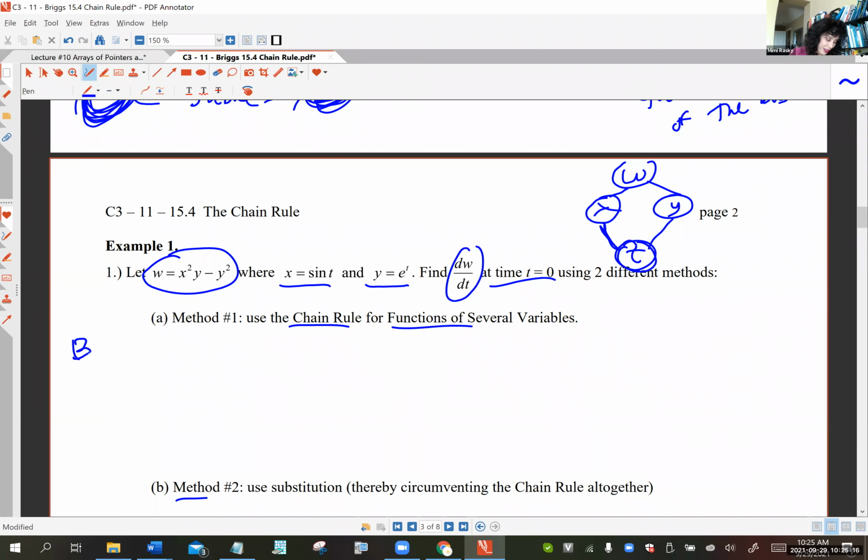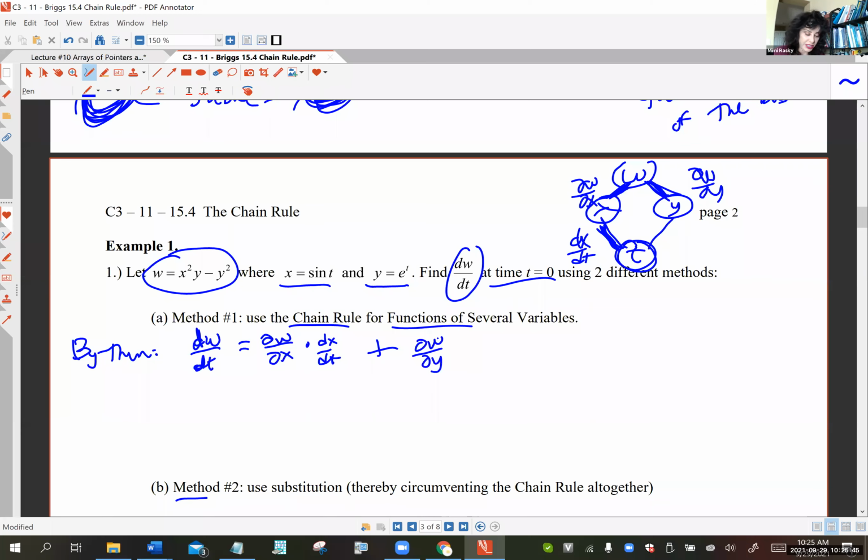So by the theorem, it says that dw dt, and notice this is straight stem d, is going to equal the partial of w with respect to x. You're going to come down this tree branch, and you're going to multiply that by dx dt, go down that tree branch, and then you're going to add to that, you're going to flow down dw dy, so that's a partial, so make sure you use your curvy stems for the d, times dy dt. And then you complete all the branches of your tree.